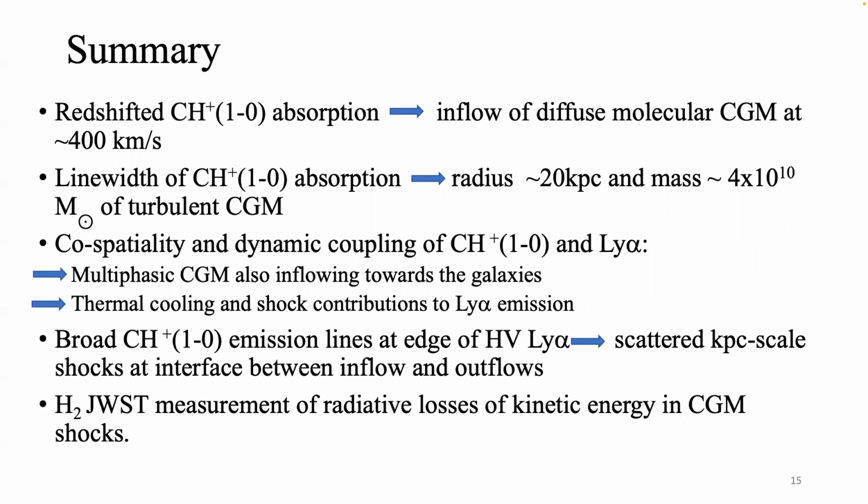The co-spatiality and dynamic coupling of CH+ and Lyman alpha lines allow us to infer that we are dealing with a multi-phasic CGM that is all of it inflowing towards the galaxies, and that there is at least some shock contribution to the Lyman alpha emission. The broad CH+ lines at the edge of the high velocity outflows from Lyman alpha are telling us that we are tracing kiloparsec scale shocks at the interface between outflows and the inflowing CGM.